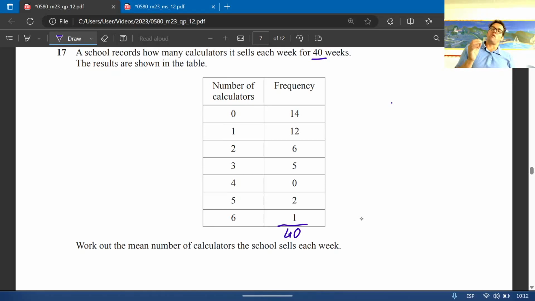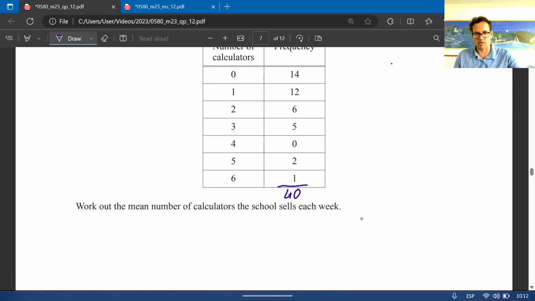But if we want to know how many calculators they sold, we need to multiply the number of calculators with the frequency. Does it make sense? Let me show you the full correct working out. So, there were 14 weeks they didn't sell any calculators. So how many calculators did they sell those 14 weeks? 0. I can actually leave that part out.